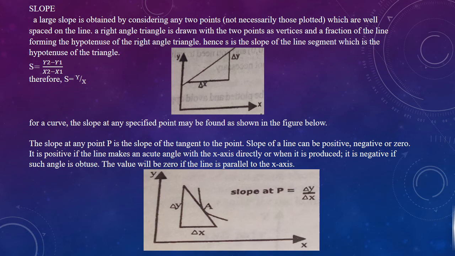Slope of a line can be positive, negative, or zero. It is positive if the line makes an acute angle with the axis. It is negative if such angles are obtuse angles. You can see that. Feel free to pause the video and observe this for yourself. So students are expected to note this as they approach writing their practical examinations.